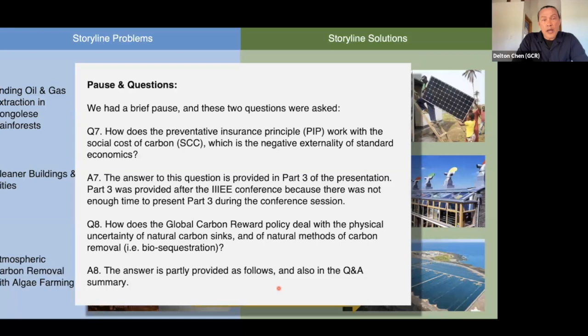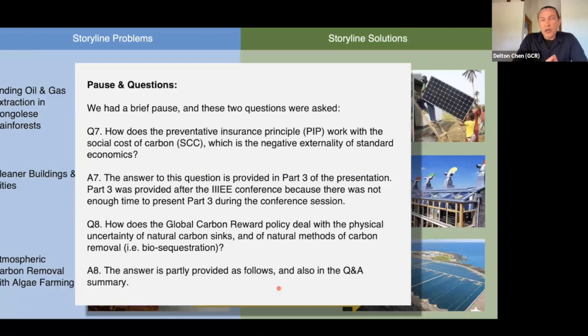Question 7. How does the preventative insurance principle work with the social cost of carbon, which is the negative externality of standard economics? Well, I show the diagram in part 3. They're complementary. So we shouldn't actually compare the preventative insurance principle directly with the social cost of carbon. It's called the risk cost of carbon. That's the new externality, and it's a new type of externality. I described it as a systemic externality.